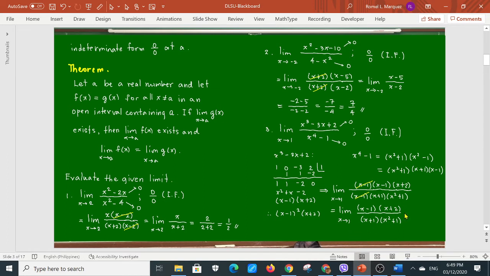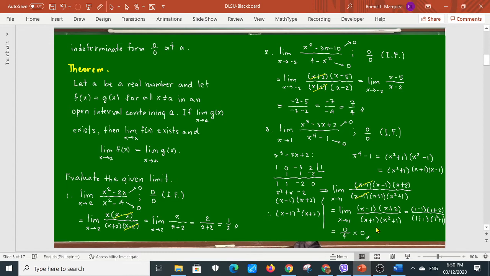So this is equal to 1 minus 1 times 1 plus 2. In the denominator, we have 1 plus 1, then 1 squared is also 1, plus 1. So this is equal to 0 over 2 times 2, which is 4, and that is equal to 0. So there is a limit, and the limit is equal to 0.